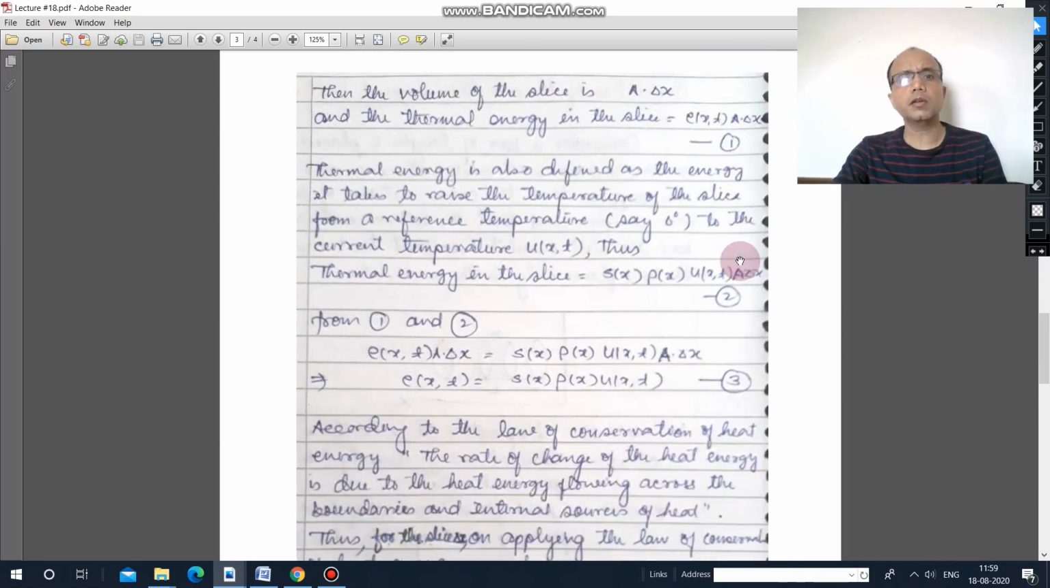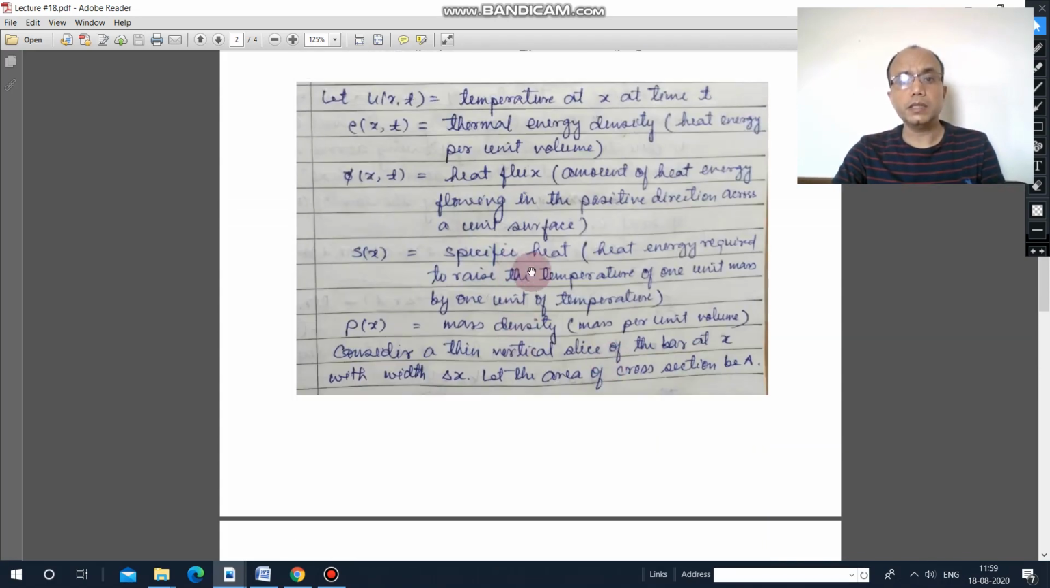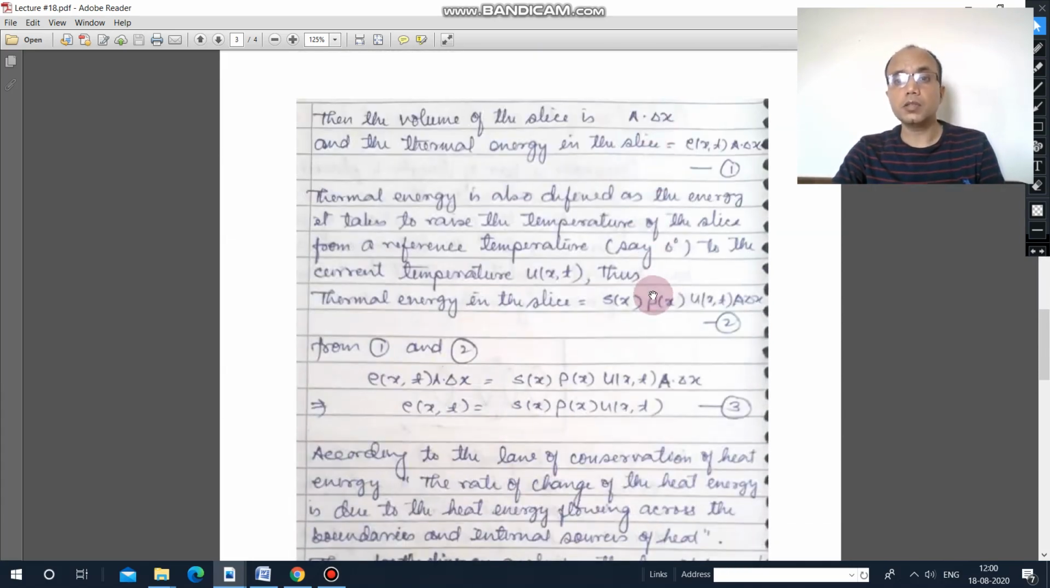Clear? Now we will calculate thermal energy in another way. Thermal energy is also defined as the energy it takes to raise the temperature of the slice from a reference temperature, say 0 degrees, to the current temperature u(x,t). Clear? So for thermal energy, look at c(x), the specific heat. Specific heat means the heat energy required to raise the temperature of 1 unit mass by 1 unit temperature. Clear? So look at this, rho(x) into A into delta x. Rho(x) is the mass density, and A into delta x the volume.